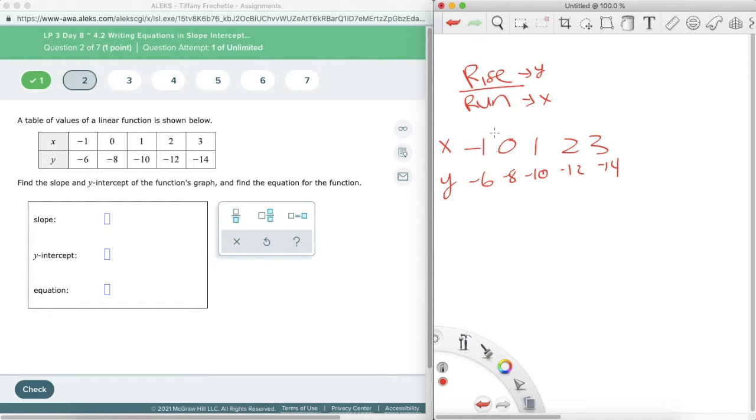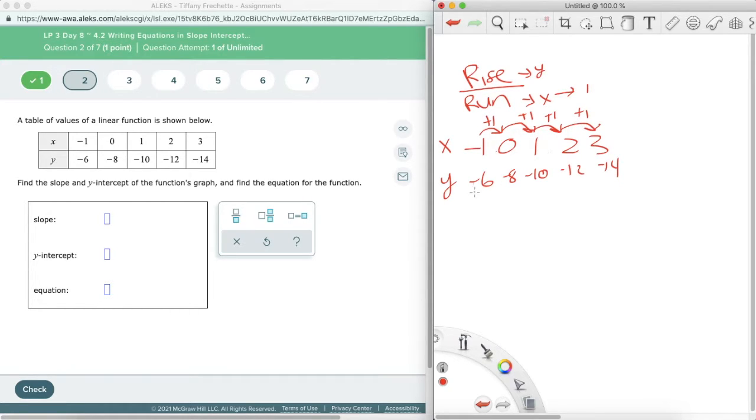So if I look at the X's here, to go from -1 to 0, I had to add 1. To go from 0 to 1, I had to add 1. So it looks like each time here, I'm adding 1. So that's my change in X is 1.